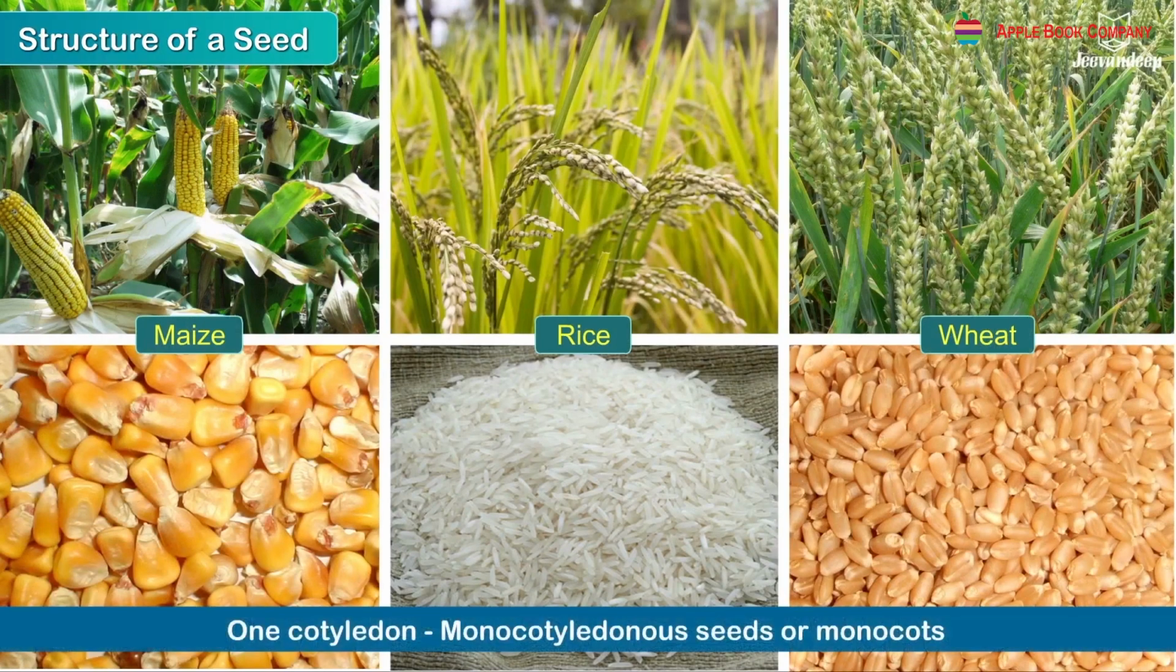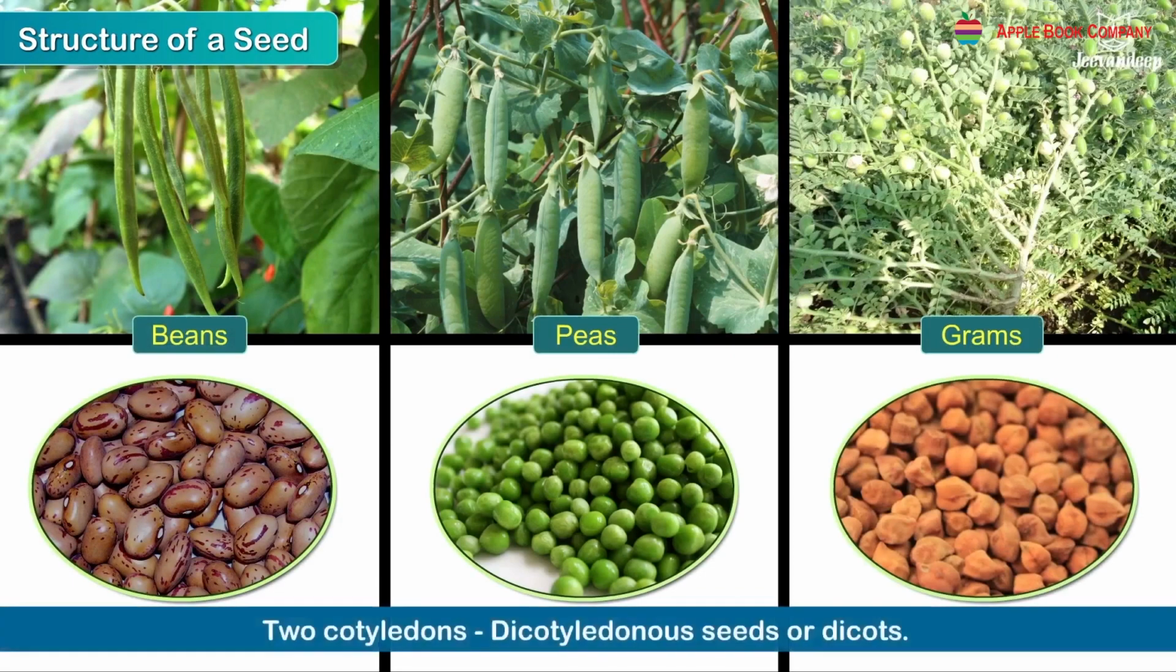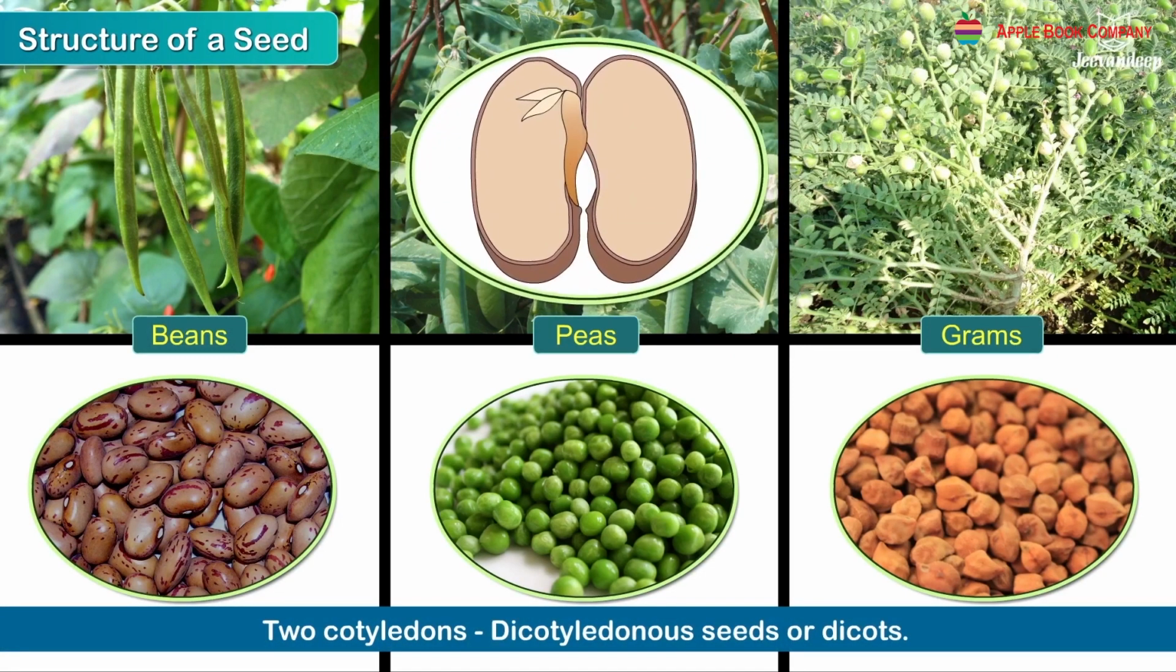Seeds that have only one seed leaf are called monocot seeds. Wheat, maize, rice, etc. are some examples of monocots, while seeds which have two seed leaves are called dicot seeds. Gram, peas, and beans are some examples of dicot seeds.